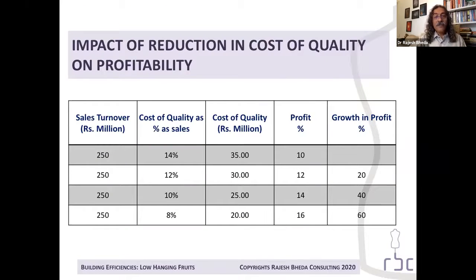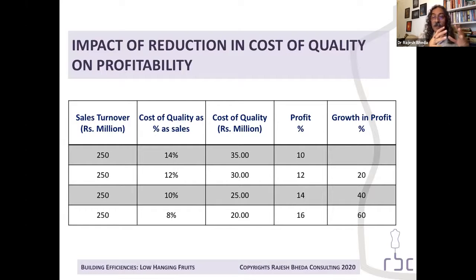So quickly, if you were to see what is the impact of reduction in cost of quality on the profitability of the organization, we have taken an example of a 250 million rupees turnover company. If we assume the current profitability to be 10% and current cost of quality to be 14%, and if you are able to go from even 14% to 12%, just 2% reduction in cost of quality, there is additional savings of 5 million Indian rupees, and that can improve the profitability of the organization by almost 20%.